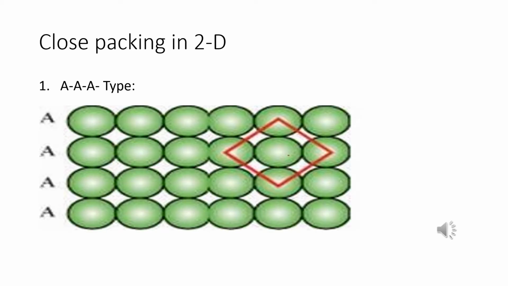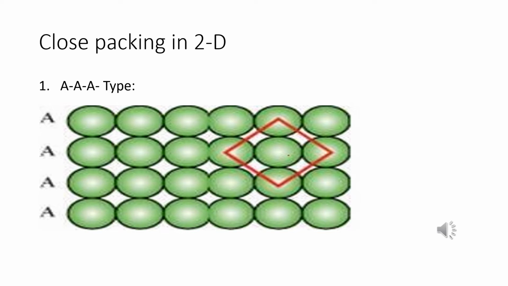We see close packing in two dimensions. In two-dimensional close packing, the constituent particles are arranged in rows. It can be done in two different ways, that is AA type and AB type. First, what is AA type? The constituent particles are arranged in the same row and column wise series.